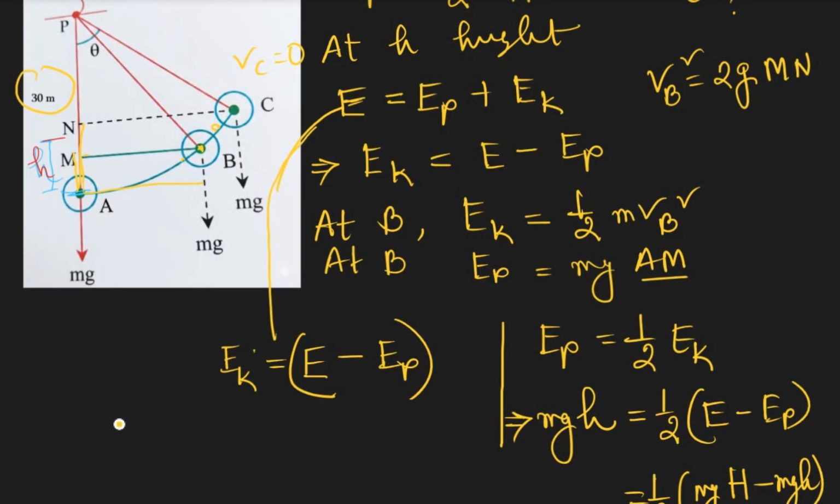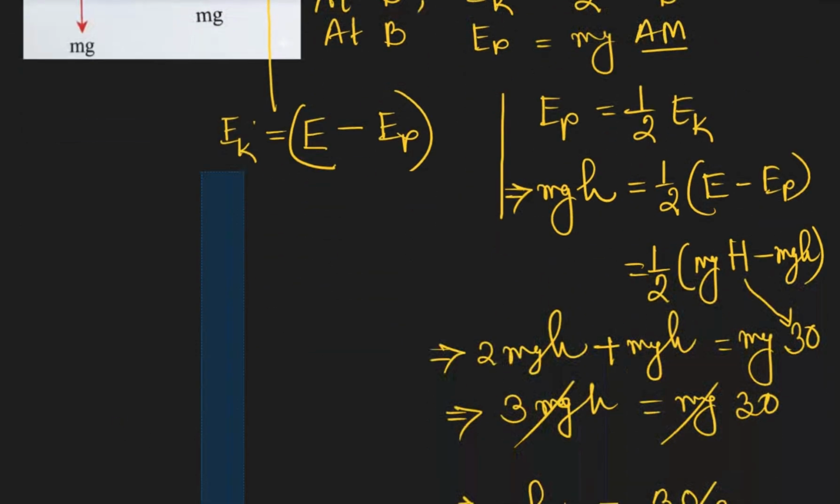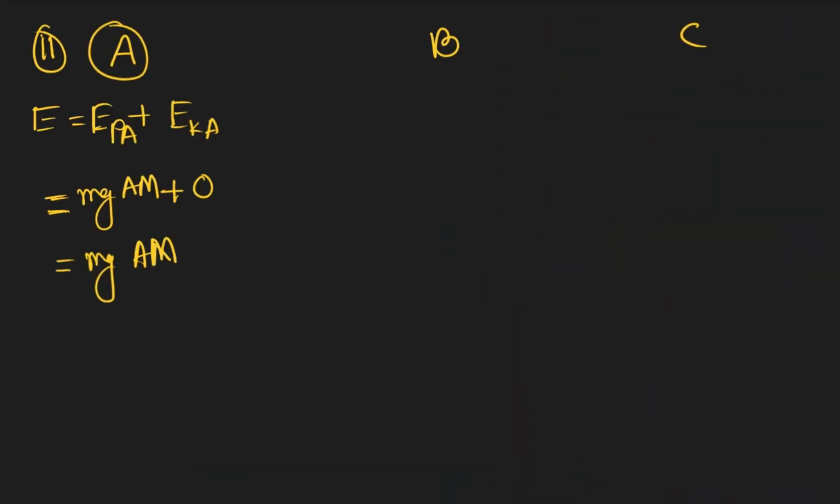Actually, at C point, the height is AN. It should not be AM, so it will be AN. It is AN, so the total energy is mg AN joule. We don't have the idea of the height of AN.